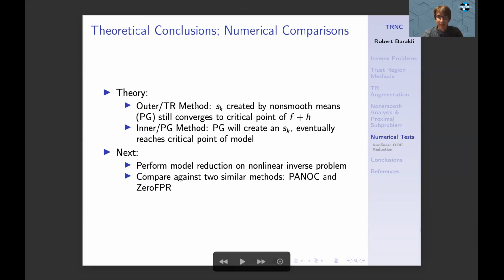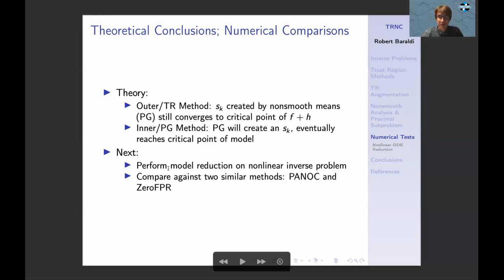So, the recap: for the outer trust region method, this s_k created by non-smooth means still converges to a critical point of f plus h, your non-smooth cost function, and your inner PG method will eventually create this s_k plus that reaches a stationary point of your model.